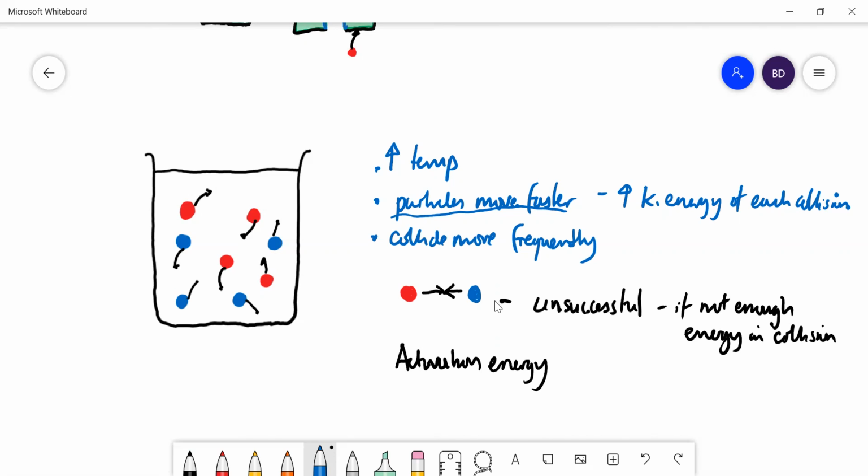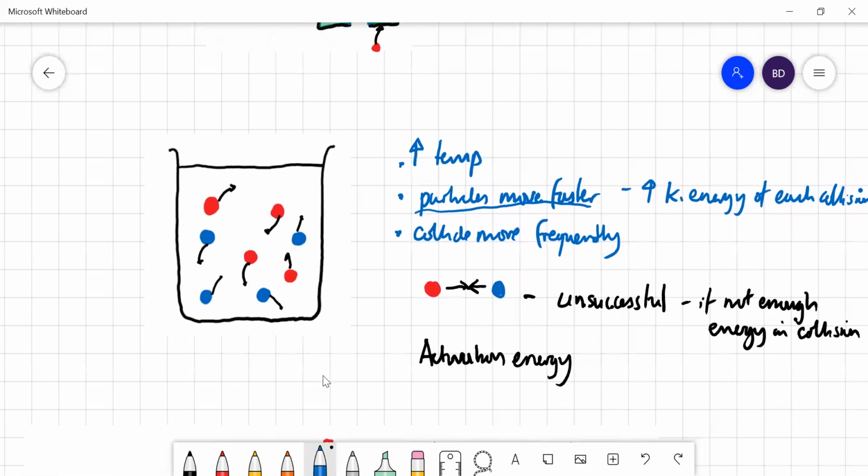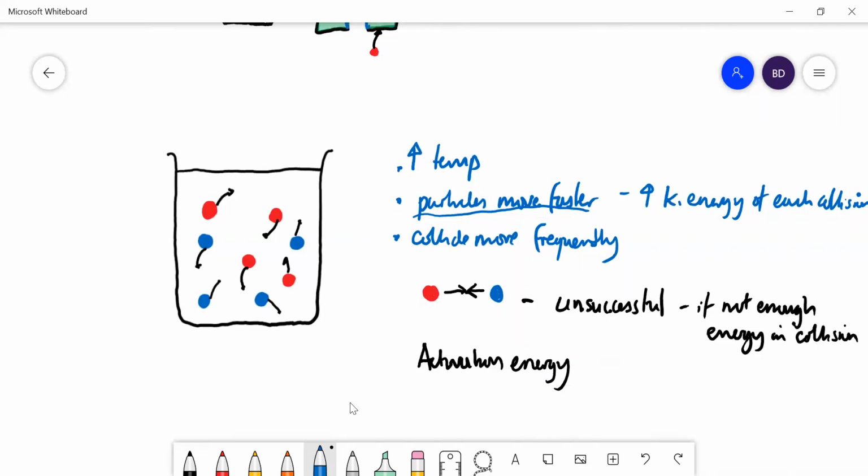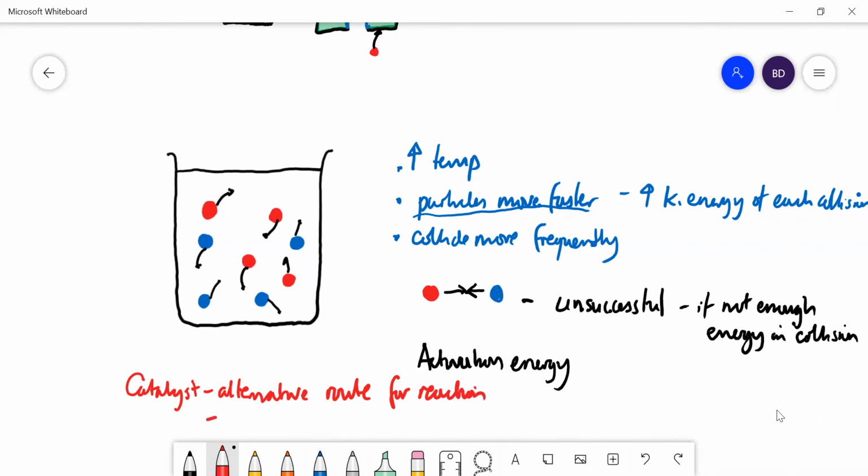Okay, now the next thing we need to think about is how do catalysts speed up the rate of reaction? The way a catalyst works is it provides an alternative route for the reaction, and that alternative route has a lower activation energy. So if the activation energy is lower, the proportion of collisions which are successful will increase. That means the rate of reaction is going to go faster.